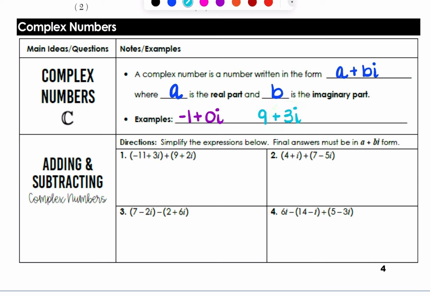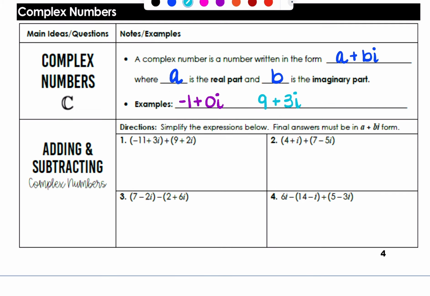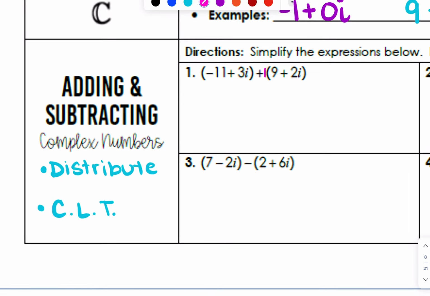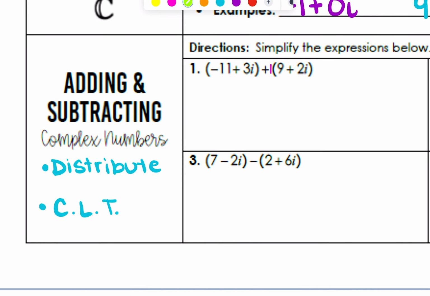Okay, so for adding and subtracting with complex numbers, it's actually the same process as we would have done with any real numbers. First step is you're going to distribute only if there is something that you need to distribute. And then combine like terms. Okay, so if we look at number 1, for example, there's nothing to distribute there. It's just a positive in front of here, a +1, so nothing really to distribute. And there's nothing in front of the first set of parentheses. So we can just go right ahead and combine like terms.